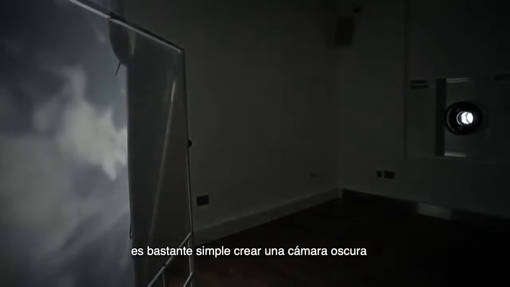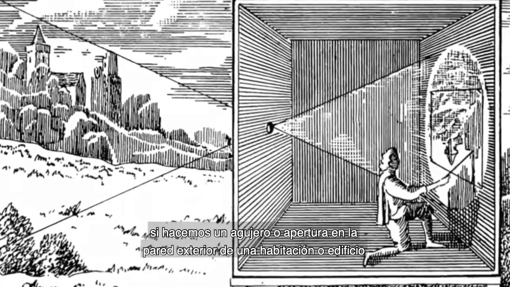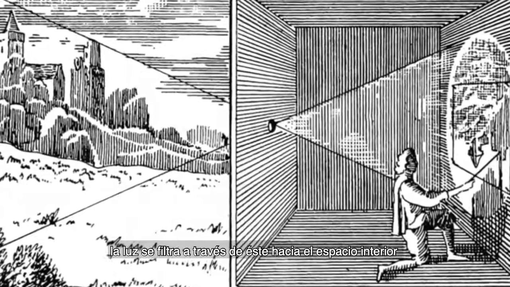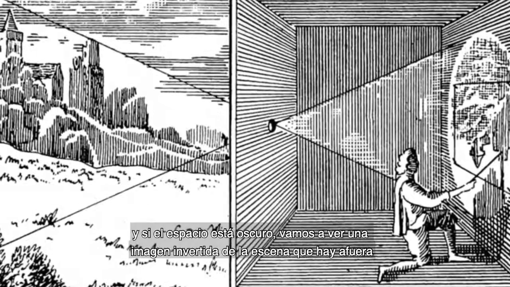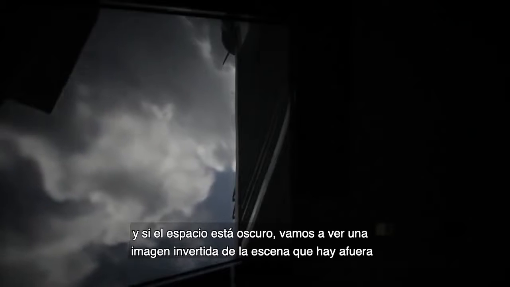It's quite simple to create a camera obscura. If you make a hole or an aperture in the exterior wall of a building or room, light filters through that hole or aperture into the space, and if the space is dark, what you'll see is an upside down and inverted image of the scene outside.